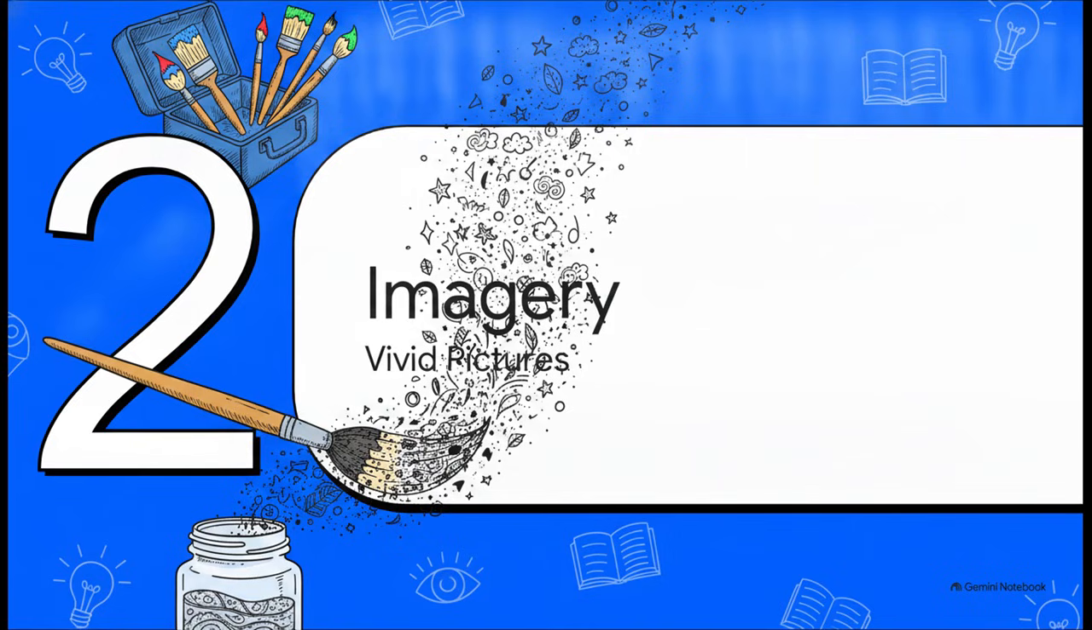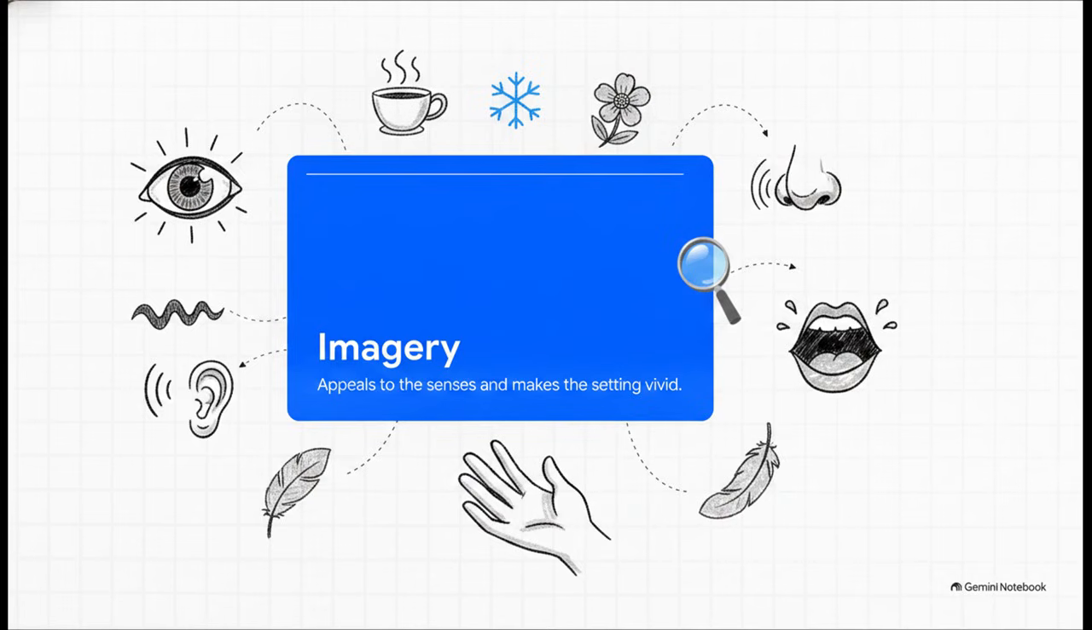This is Section 2, Imagery, Painting with Words. Imagine for a second grabbing a paintbrush, but instead of dipping it in blue or red paint, you're dipping it in vivid, descriptive words. That's imagery. It's language that appeals directly to your five senses: sight, sound, smell, taste, and touch, to make the setting and the characters feel incredibly real. It's how an author creates a physical sensation right inside your mind.